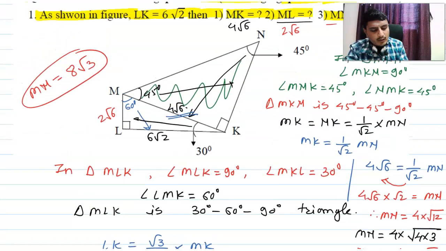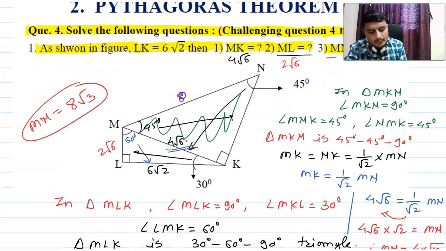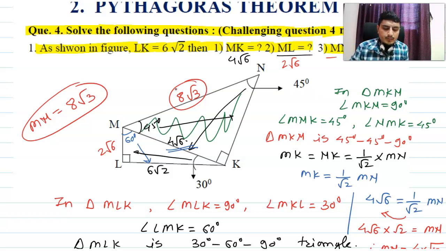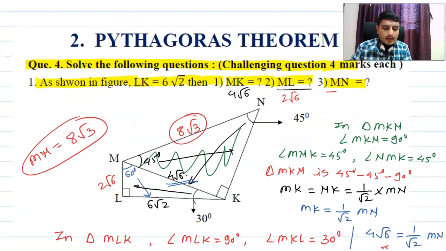Hence we have here all 3 sub-questions. The value of MN is 8 times root 3. So here we have all 4 questions from chapter 2, Pythagoras theorem. All those questions are from the question bank provided by Maharashtra State Board.